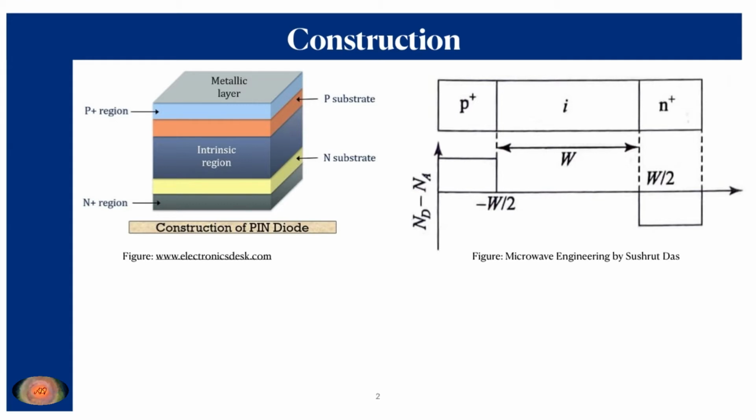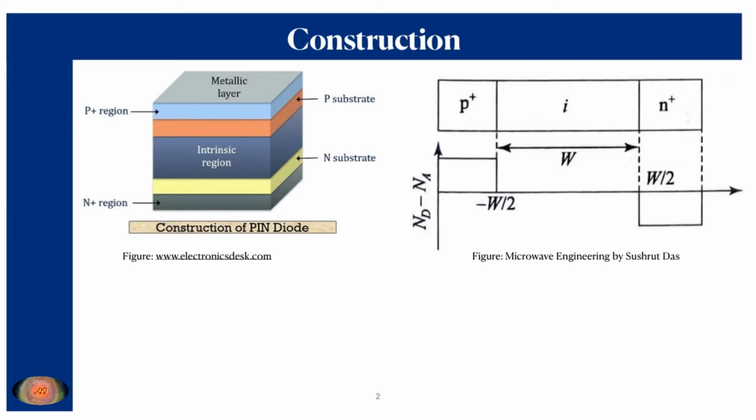In the pin diode, P stands for P-type region or P-type semiconductor, I stands for intrinsic semiconductor, and N stands for N-type semiconductor. Now you can see the construction over here. The first layer is a P layer, and next another one is a P substrate, then this intrinsic layer, next one is the N substrate, and then N plus layer. So this P region followed by this intrinsic region and followed by this N region makes this name, that is the PIN.